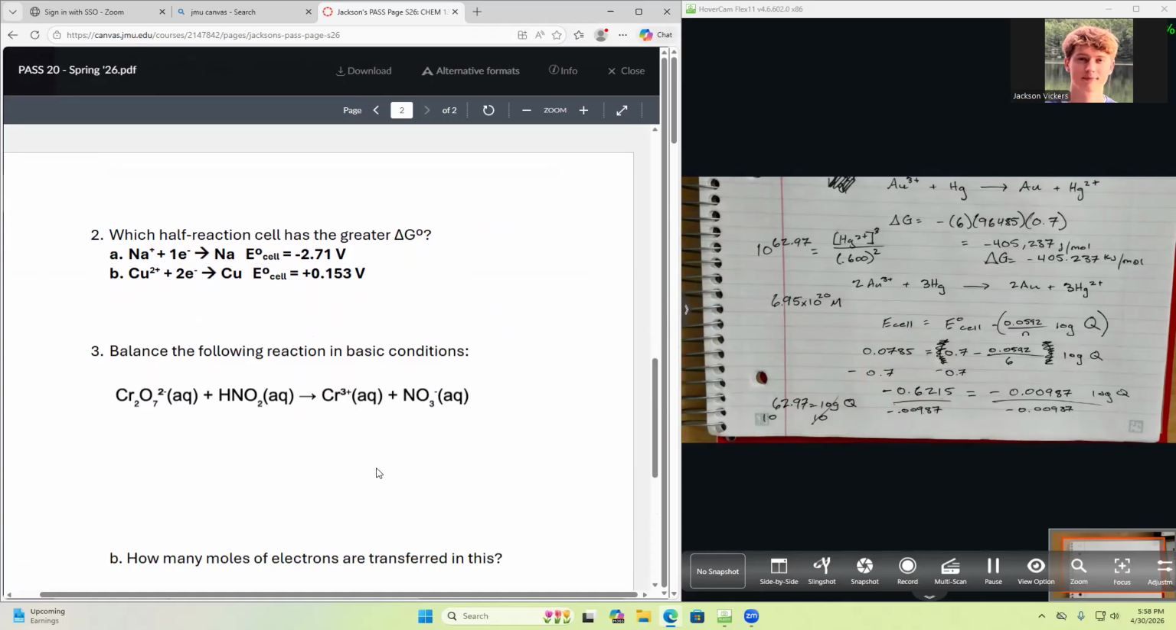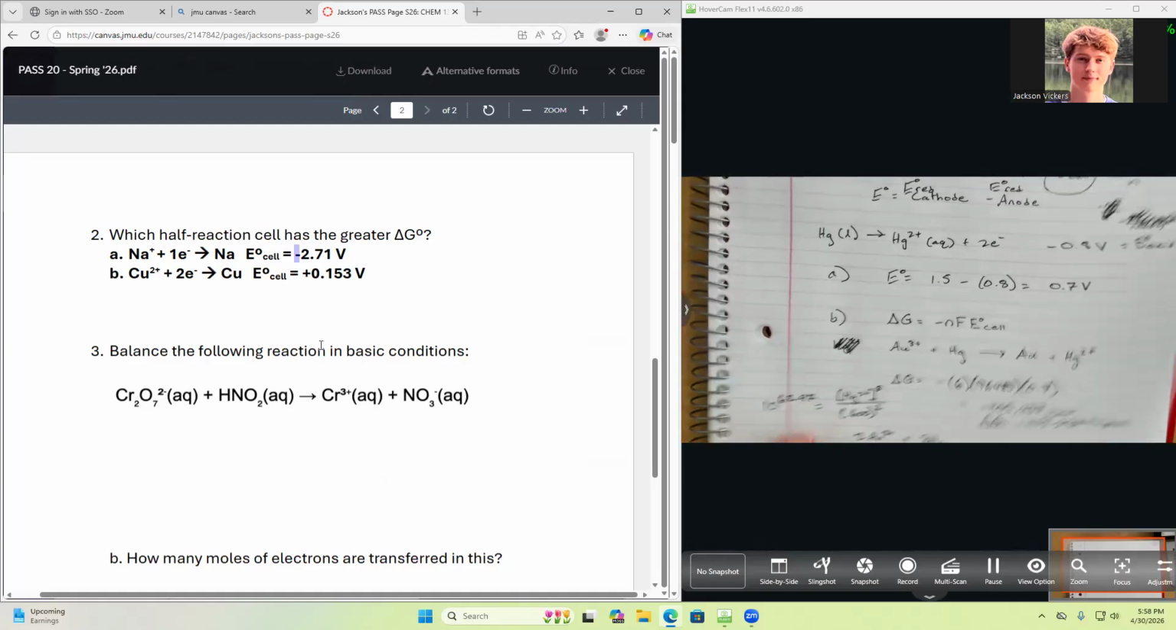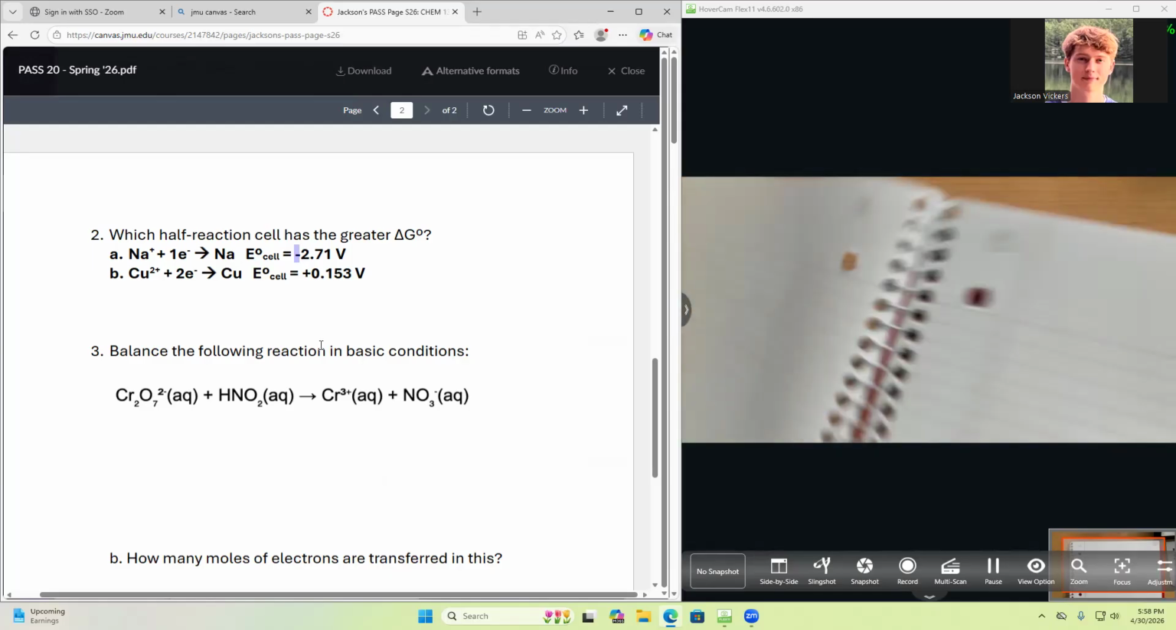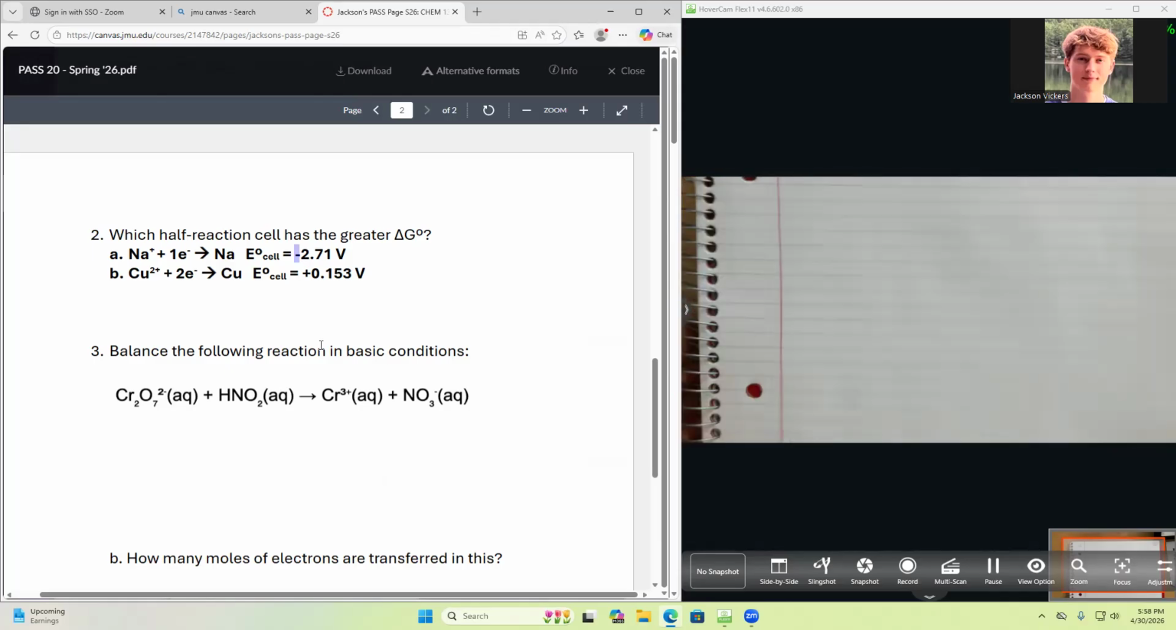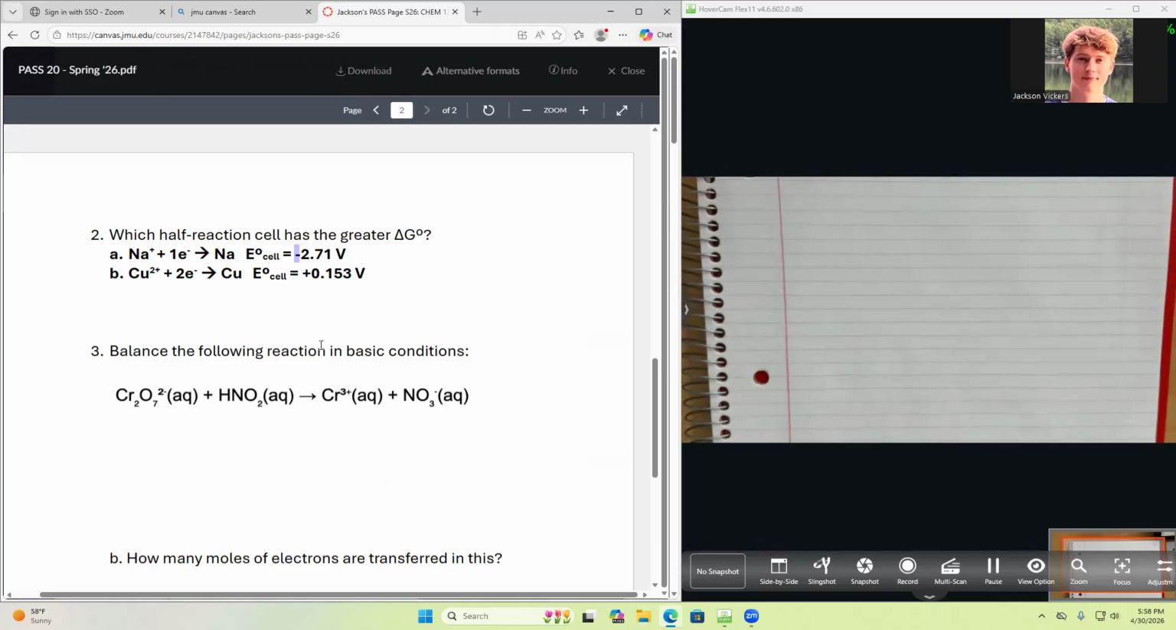Let's see. Do I like this problem? Which half reaction has the greater delta G? All right, let's edit this problem. I haven't used this worksheet in a while. I remember this one was weird in the past. Instead of the negative 0.271, let's say that's positive 0.271.